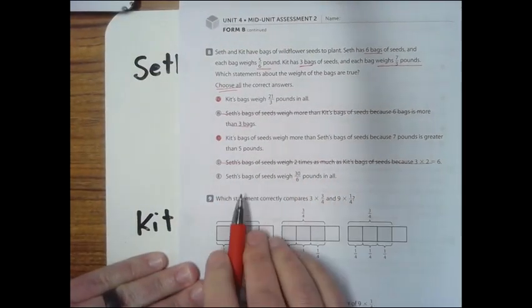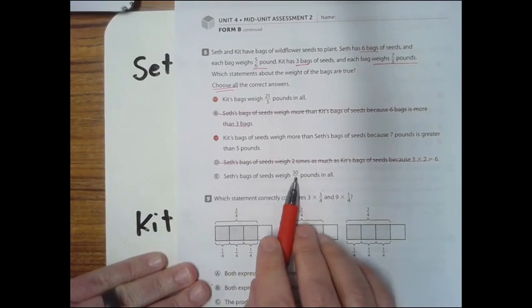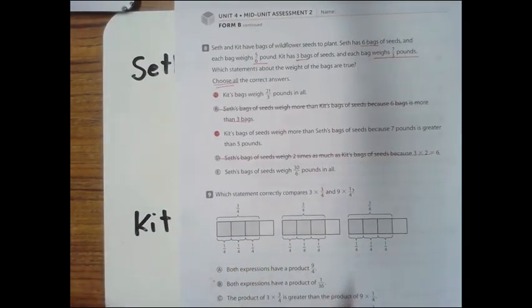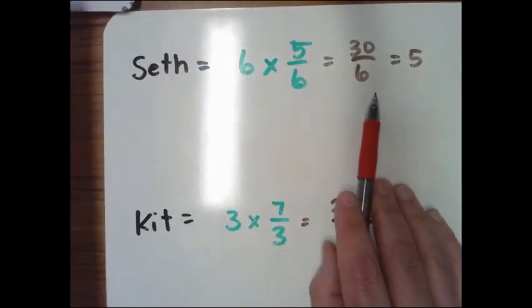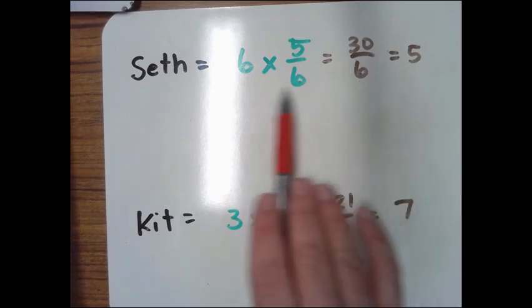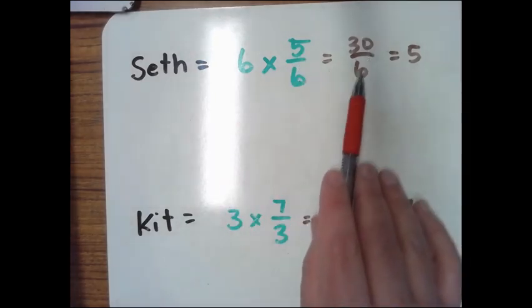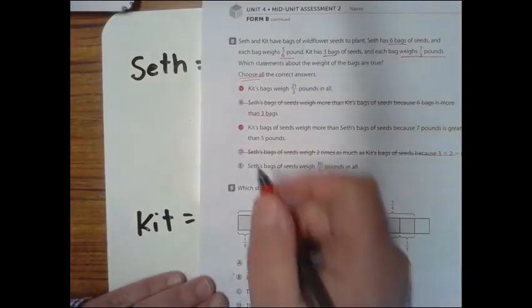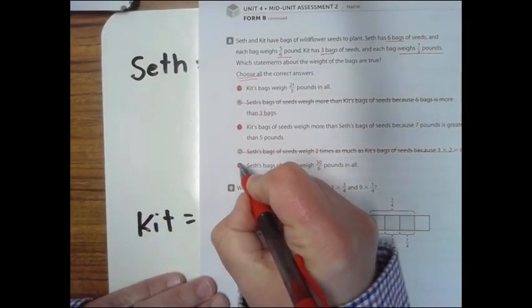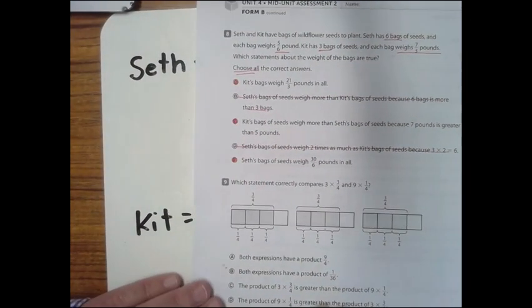All right. Seth's bags of seeds weigh 36 pounds in all. And that is true, right? When we figured that out, we did 6 times 5/6 to get 36. So E is correct.